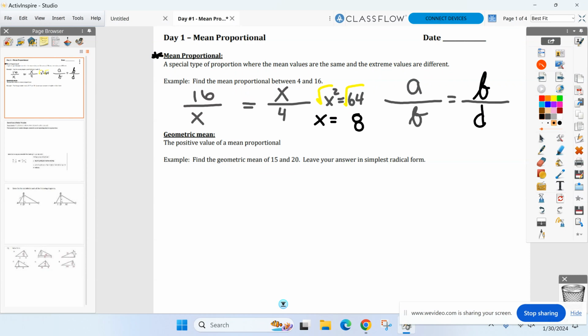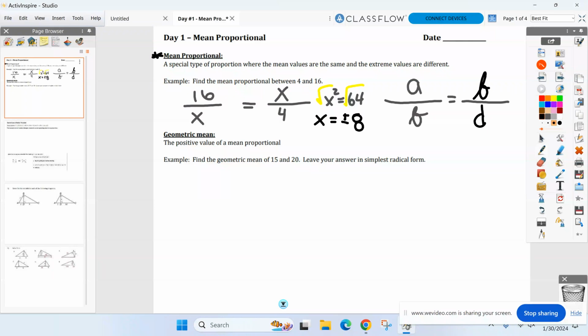8 times 8 does give you 16 times 4, I agree. But so does negative 8, right? Once you take the square root of a number, you get the plus and minus version. Negative 8 times negative 8 is 64, so 16 times 4. So this is what we're going to be setting up today: mean proportions. Means are the same, extremes are different. Now in this problem, we took the plus and minus version.